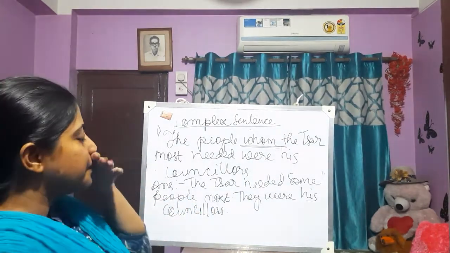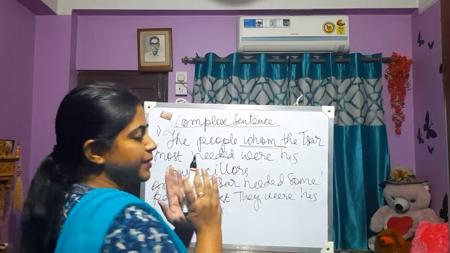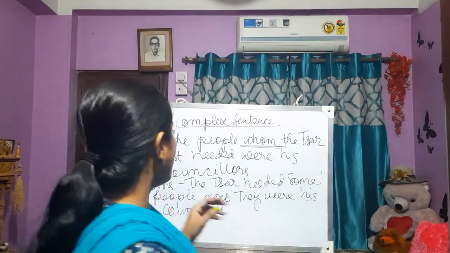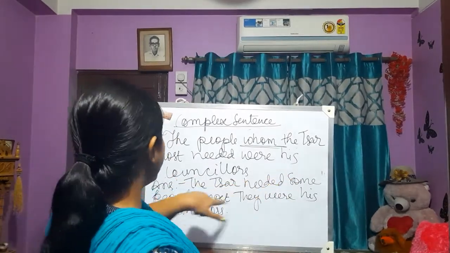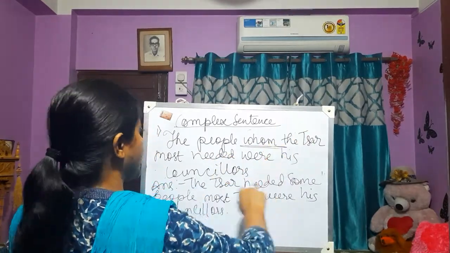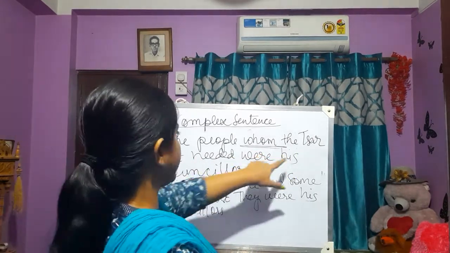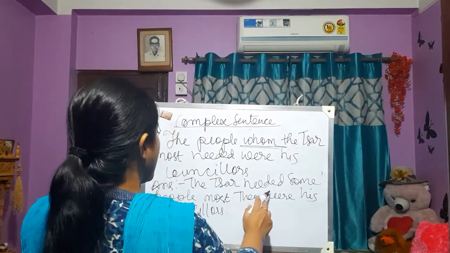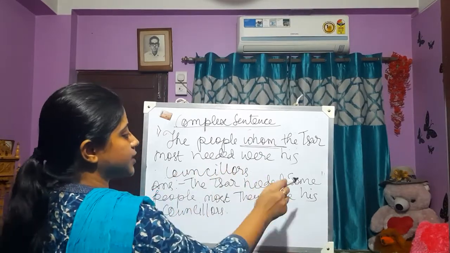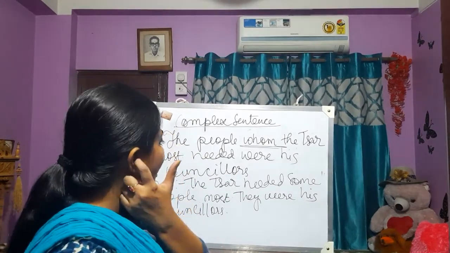Now see this one. The question is, the people whom the Tsar most needed were his counselors. I split the sentence into 2. Although it is a complex sentence, it is short enough, so I was able to split it into 2. Here the main focus is not only the people, we are talking about the Tsar, so that is the subject. The Tsar needed some people most, full stop. They were his counselors. So this is how I have split the sentence.